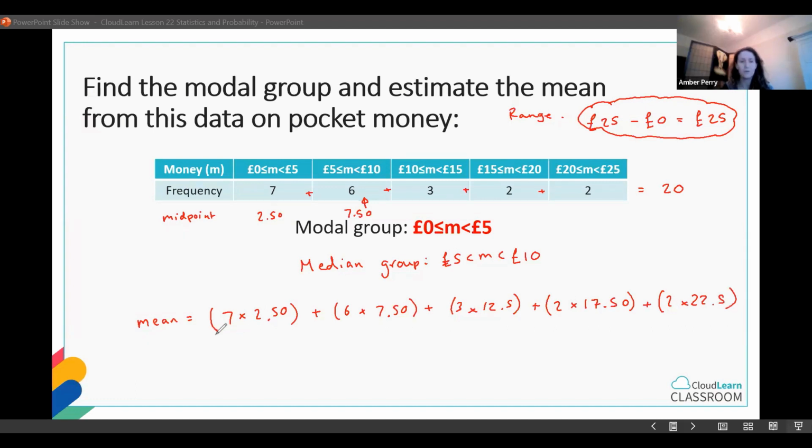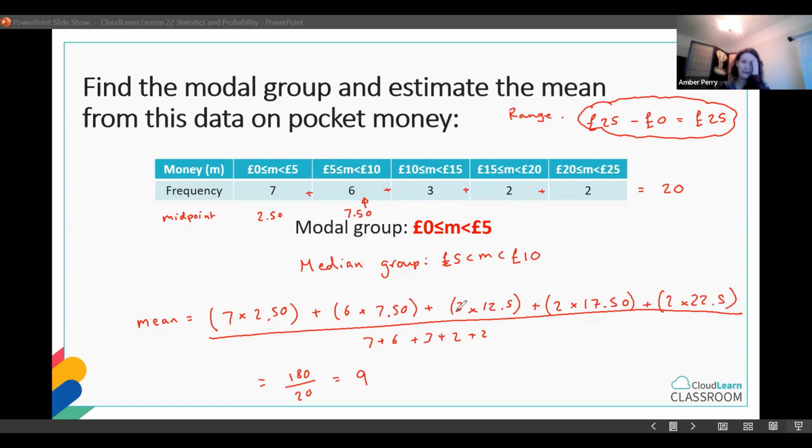And then all of that, this is the bit that people tend to forget to do, divide it all by the total frequency. So 7 plus 6 plus 3 plus 2 plus 2. So you end up with, I assume that top number is 180, divided by 20. And you get 9 for the mean, okay?